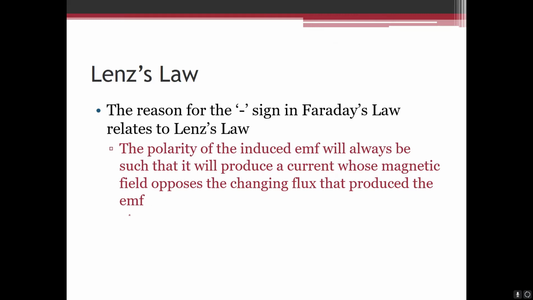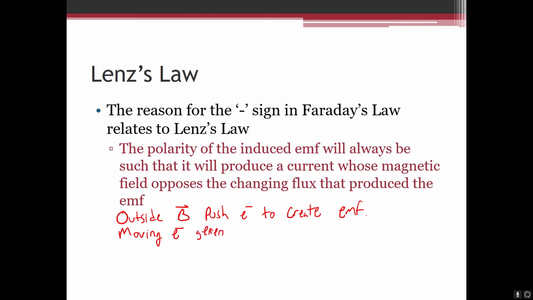So if I'm pushing electrons around, I have an outside magnetic field. The outside magnetic field will push electrons to create some amount of EMF. As a result of this, the moving electrons will generate another magnetic field that opposes the original magnetic field, or in this case, what I labeled the outside magnetic field. So it's really neat. As you push electrons around, they will push back with the magnetic field that they generate because you pushed them around in the first place.